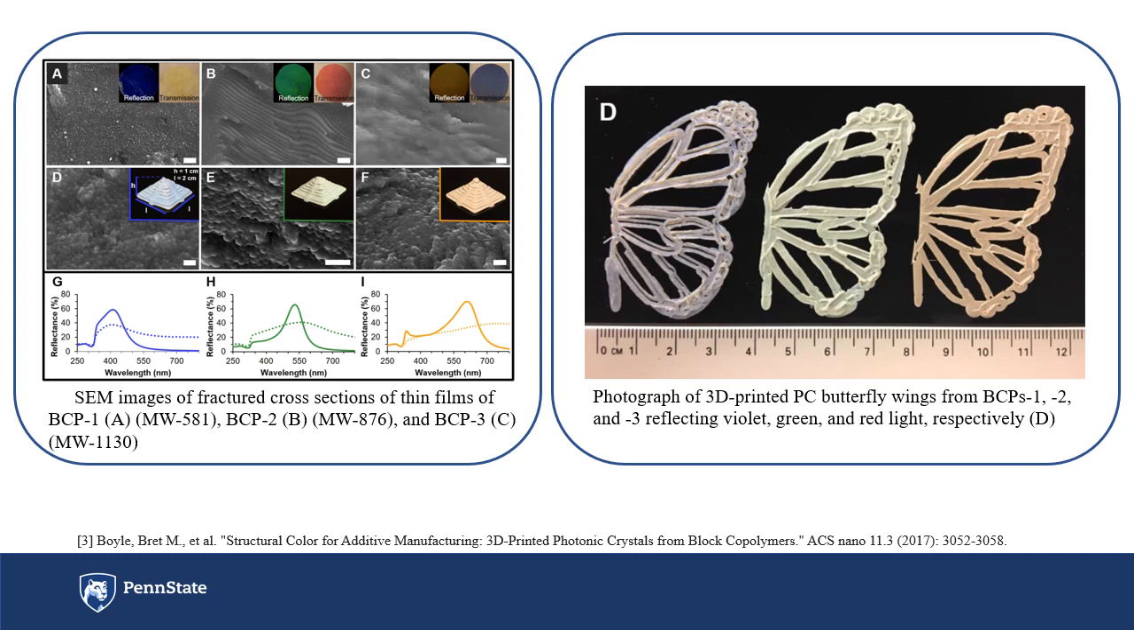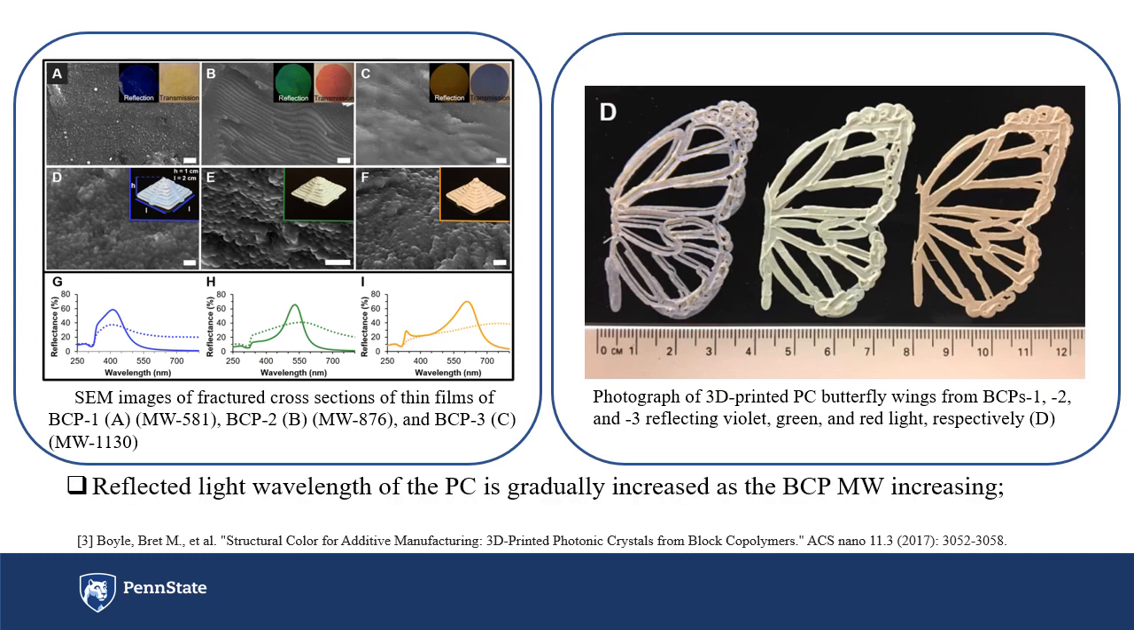All the filaments can possess the photonic properties and reflect violet, green, and red light when using BCP 1, 2, 3 respectively. The picture on the right side shows you the 3D printed PC butterfly by using BCP 1, 2, and 3. These 3 samples can reflect violet, green, and red light respectively.